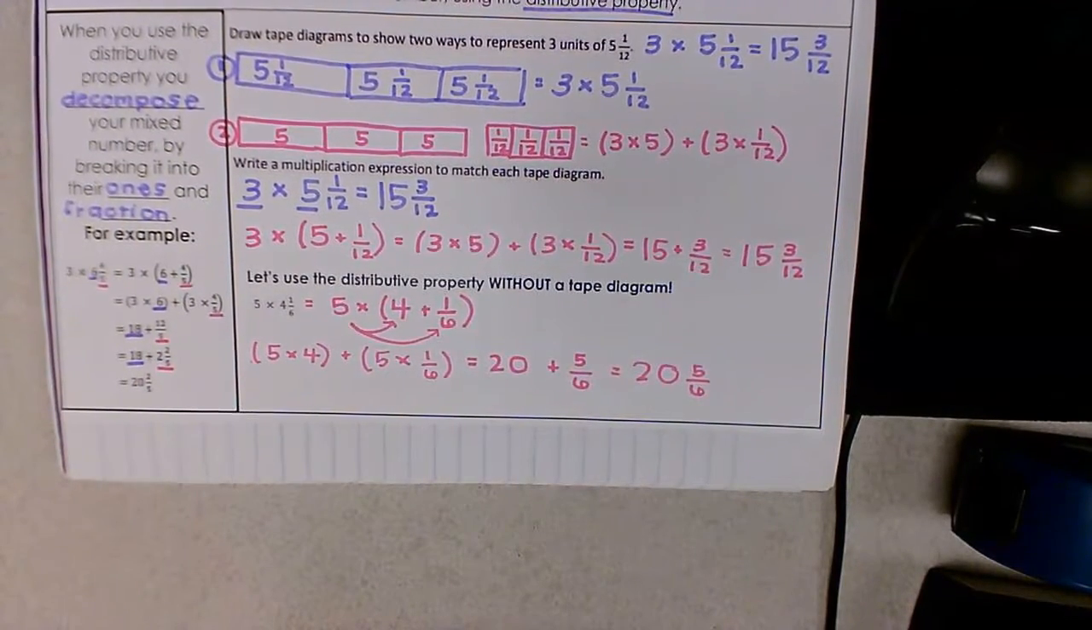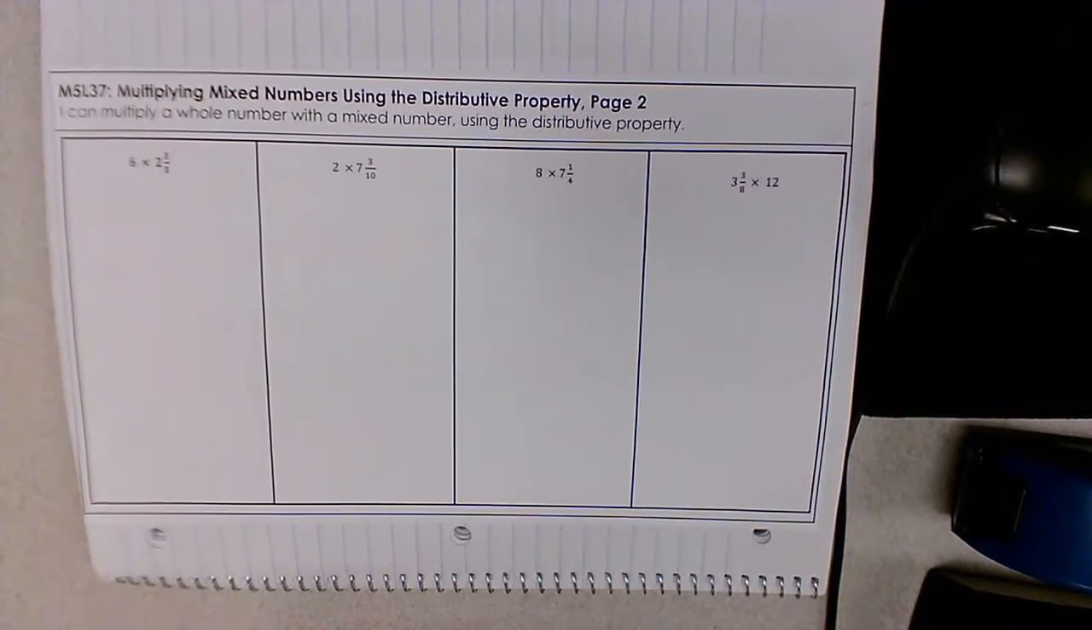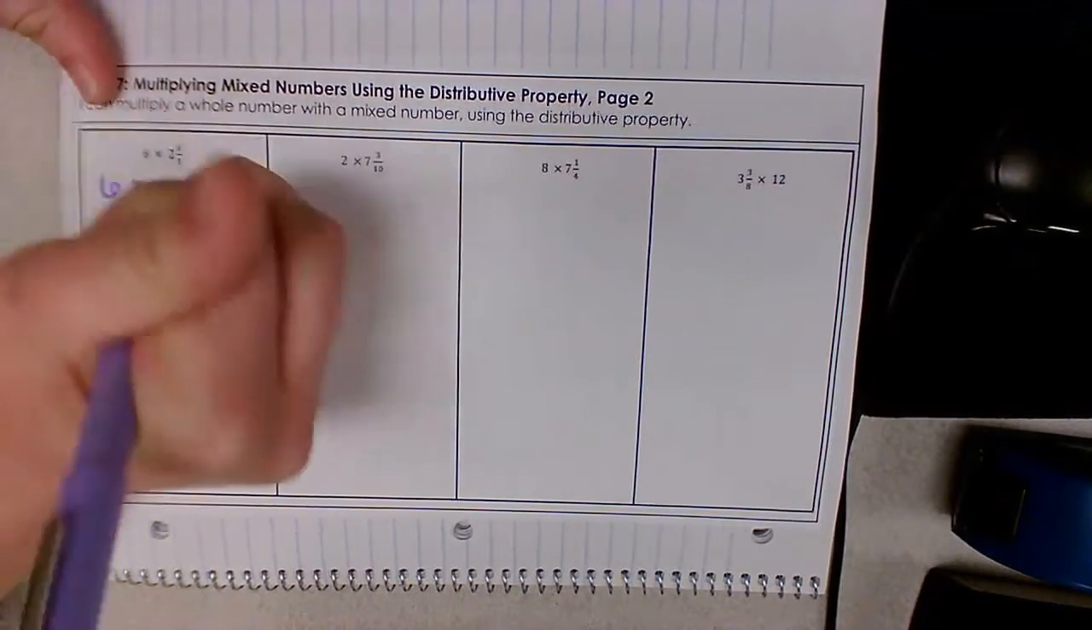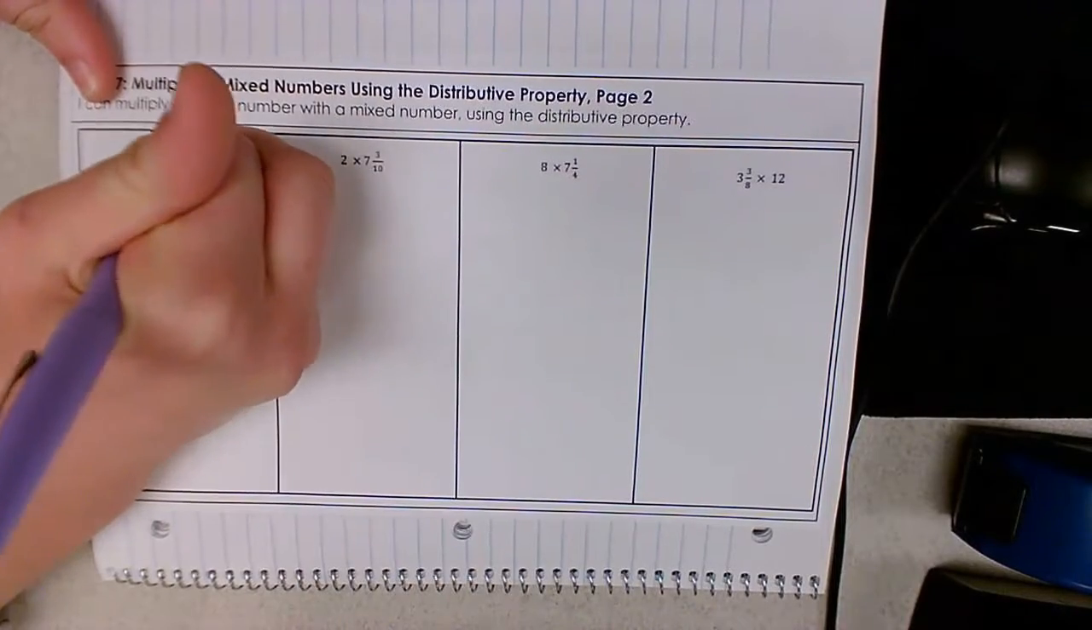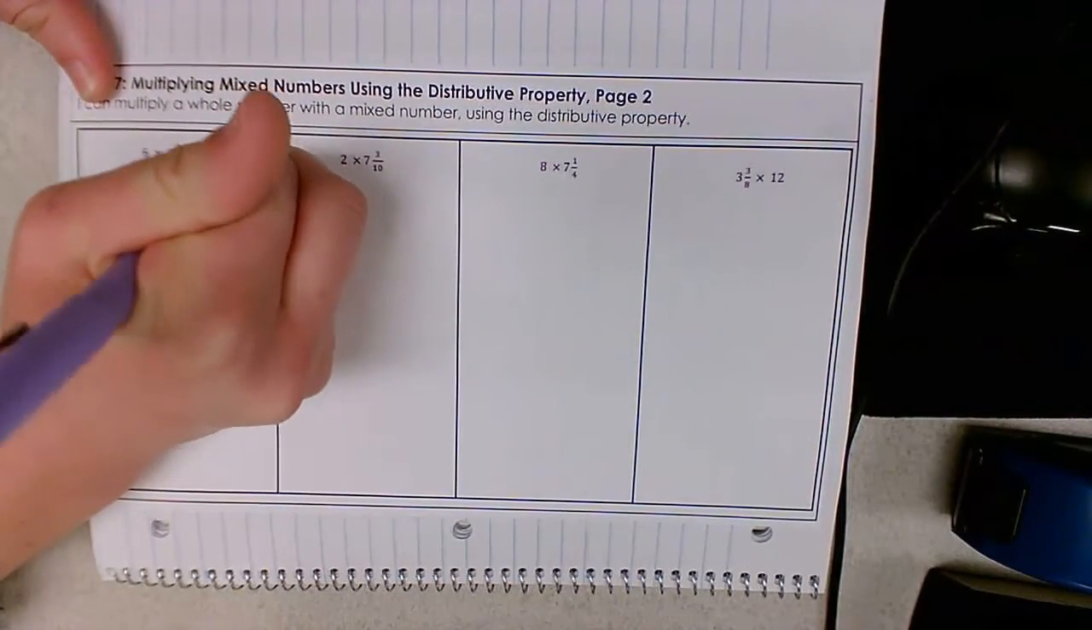So now let's get into this routine. Let's practice our distributive property until it becomes more automatic for us. We're going to practice 4 times our distributive property. Let's start with 6 times 2 and 3/5. We're going to start by decomposing 2 and 3/5 into its whole number 2 and its fraction 3/5.